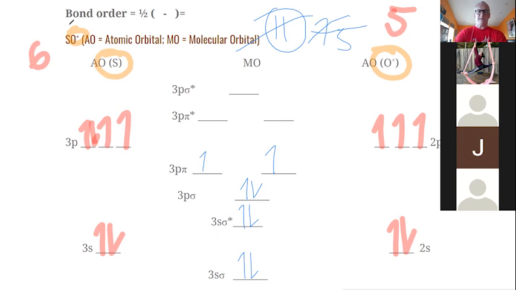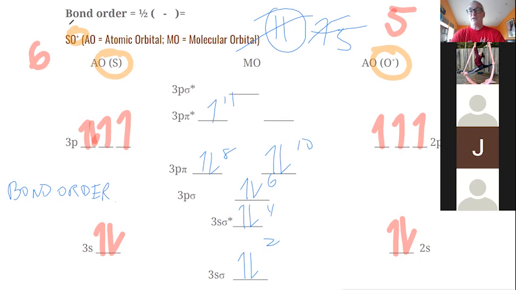So where does the next three go? 3p pi and then one on 3p pi star. So two go in 3p pi and then the one I've left goes in 3p pi star. Right, so that's a total of 11, right? 2, 4, 6, 8, 10, 11. Okay, so what is my bond order going to be? Four.